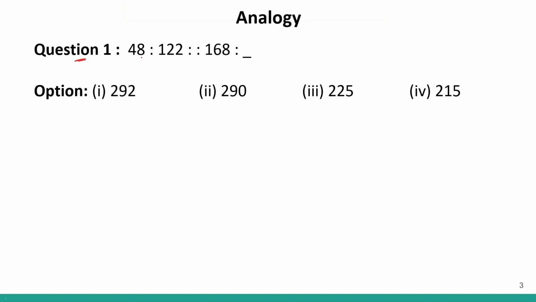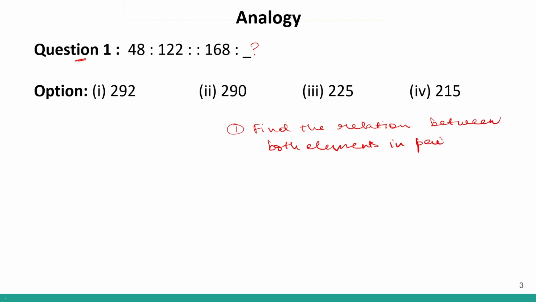Question number 1: 48 is to 122, and 168 is to what? We have to find this missing term. Now, in analogy there are two steps. First step is to find the relationship between both the elements in pair 1. So this is our pair 1, and this is our pair 2. We first find the relation between both the elements in pair 1.